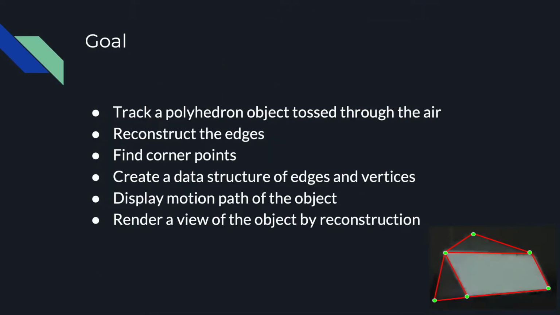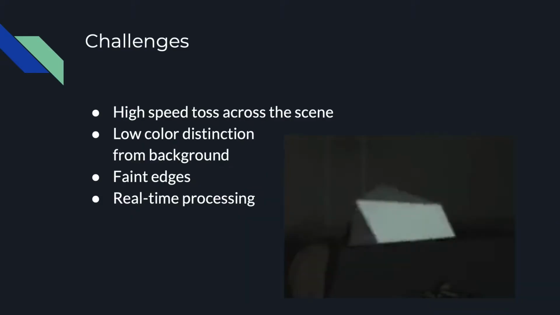The goal of this project was to track a polyhedron-shaped object being tossed through the air, which would involve reconstructing the edges of the shape, finding the corner points, creating a data structure of these edges and vertices, and then displaying a motion path of the object and rendering a view of the object by reconstruction of the shape.